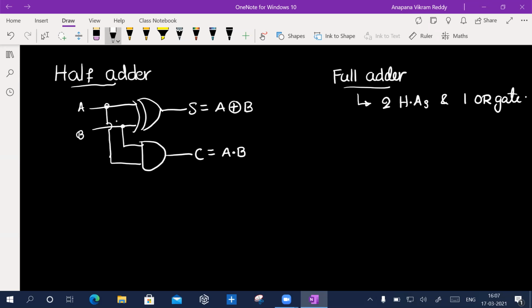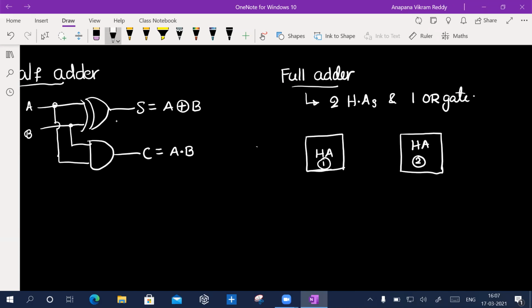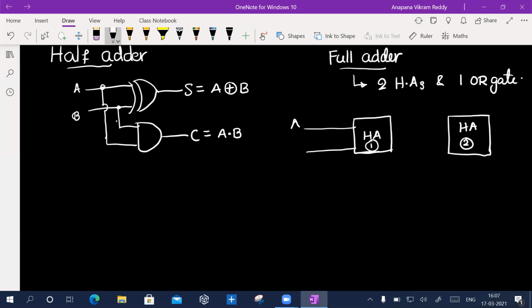That's it. So I have one half adder, say half adder 1, and I'll take half adder 2. Now let me take two inputs for this. If I take A and B as my input to the half adder, the sum of this is A exclusive OR B, and the carry here is A and B.